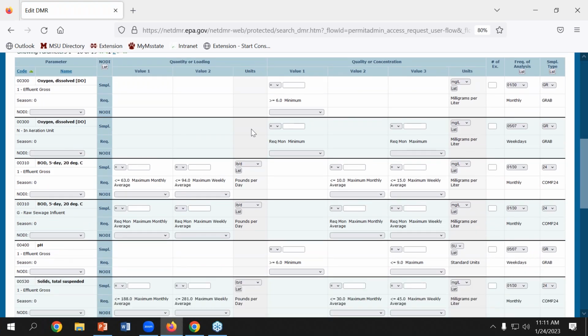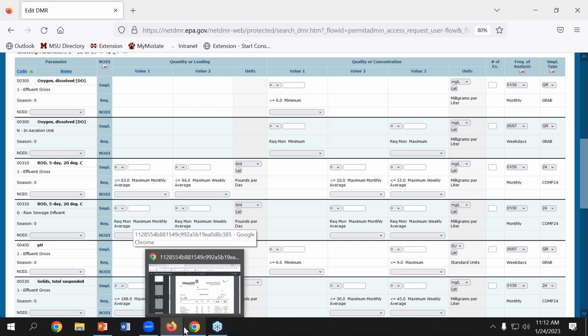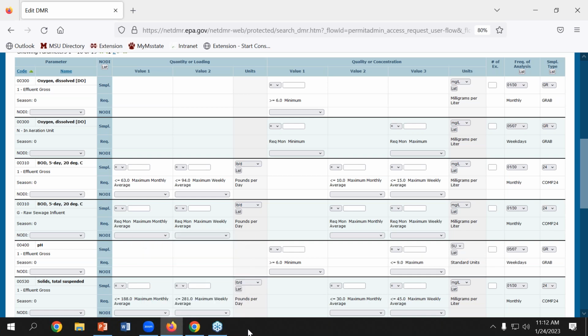Okay, now, as you can see, we're actually in NetDMR, ready to enter data. We will not enter data at this particular time, but we're going to go through the calculations as if we were entering data. The first parameter is dissolved oxygen, effluent dissolved oxygen. If you notice, we're not going to enter anything here. On effluent dissolved oxygen, this is a monthly sampling requirement.